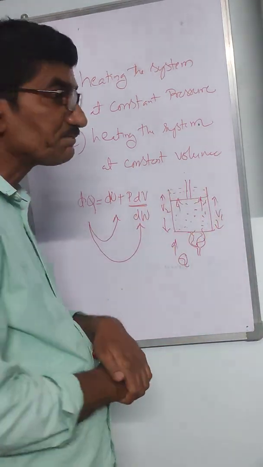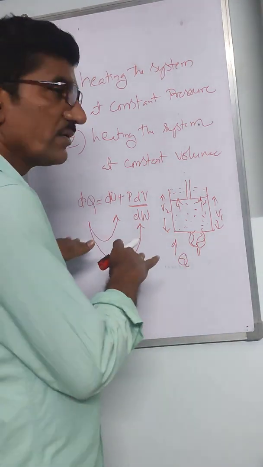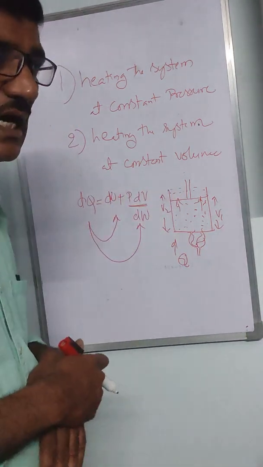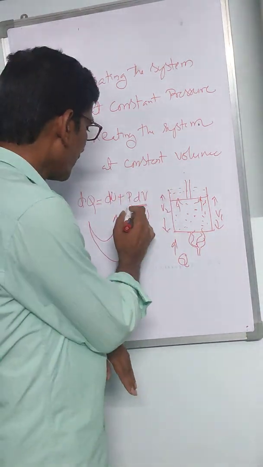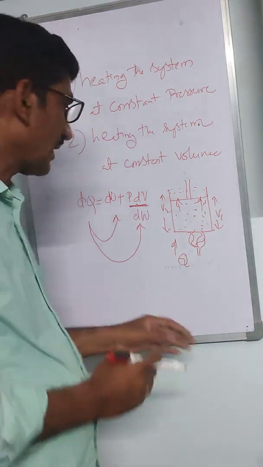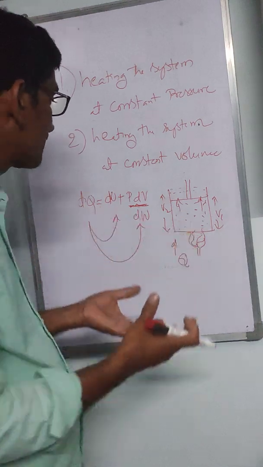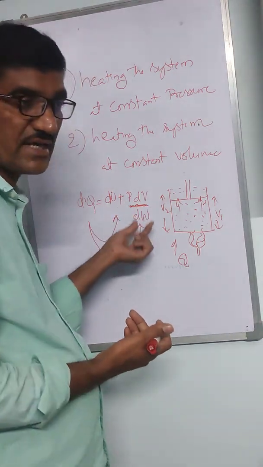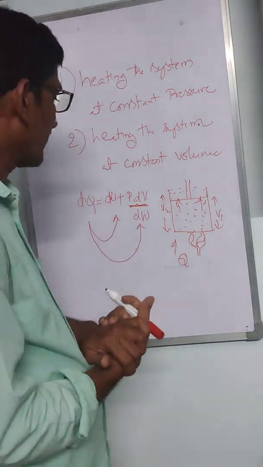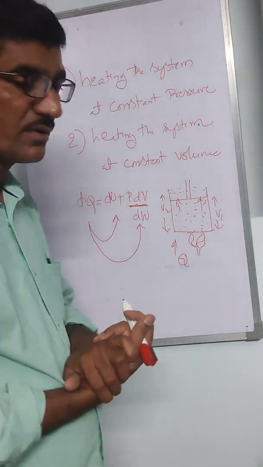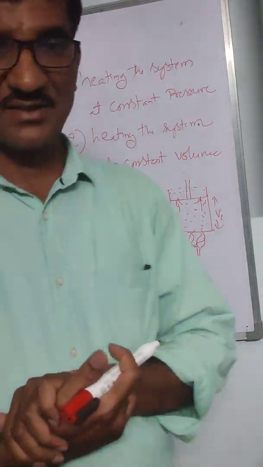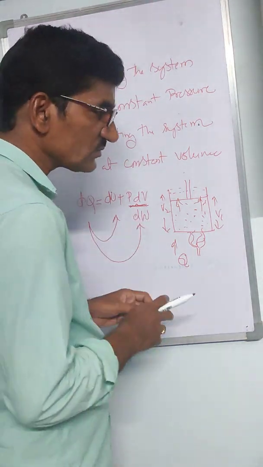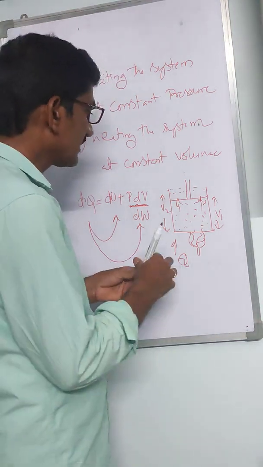So here you have to supply some heat unnecessarily to perform some external work. You are going to supply a greater amount of energy or heat to observe a 1 degree rise in the temperature. Why? Because there is some leakage in the form of external work. Now let us go for the second case. What is that? Heating the system at constant volume. How is this possible? Now you see here.